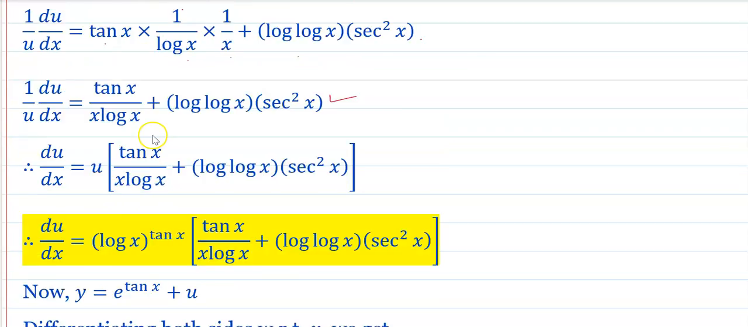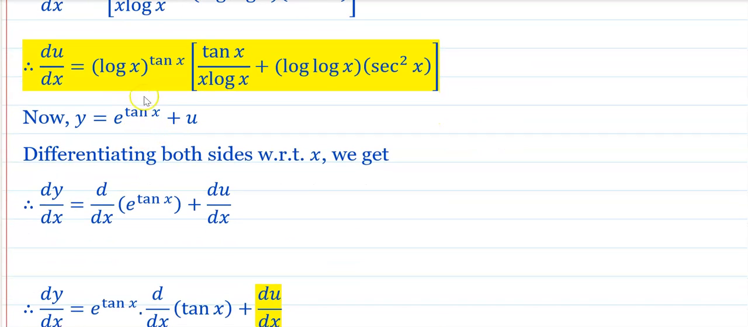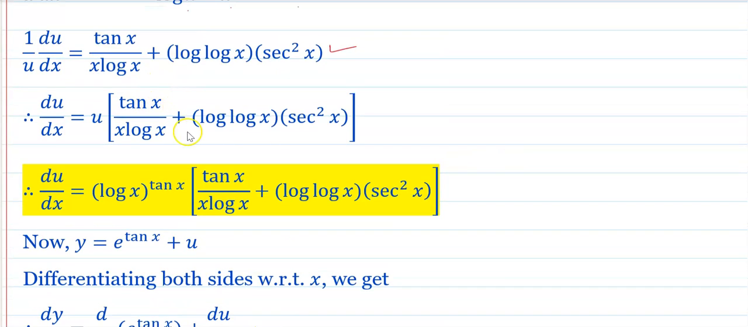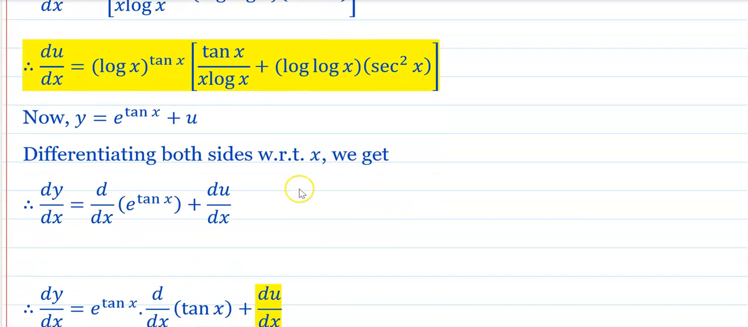Substitute the value of u. What is that? log x bracket is to tan x, and then tan x upon x log x plus log of log x into sec square x. This is du by dx. Now next, y is equal to e raised to tan x plus u.